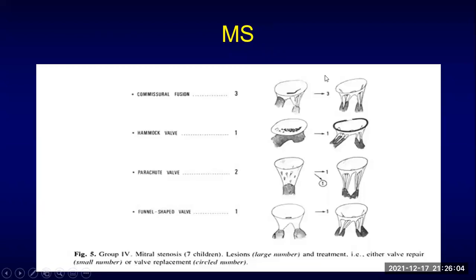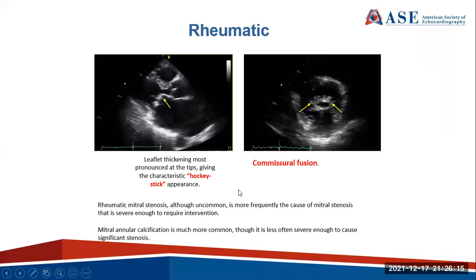So in mitral stenosis, we can see commissural fusions like in rheumatic disease, we can see hammock valve, parachute valve, and funnel-shaped valve. In rheumatic disease, as we said before, we have a commissural fusion on transthoracic echo. It has a fish mouth appearance. And you can see here leaflet thickening, which is mostly pronounced at the tips, giving a characteristic hockey stick appearance of the mitral valve.